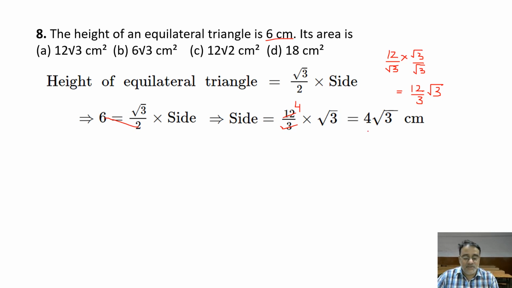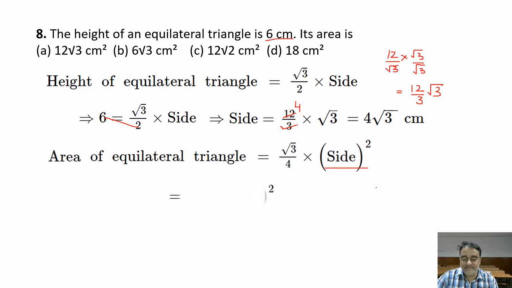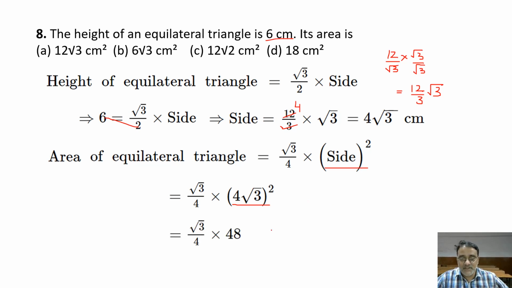Yes, sir. Okay. So now what is the area of an equilateral triangle? Formula? Root 3 by 4 a square. Very good. Root 3 by 4 a square, or side square. Side we got 4 root 3. So what is the square of 4 root 3? The square of 4 is 16, the square of root 3 is 3. So 16 into 3, 48. Now 48 you can cancel by 4, you will get 12. So 12 root 3 centimeter square is the final answer, and the correct option is A.